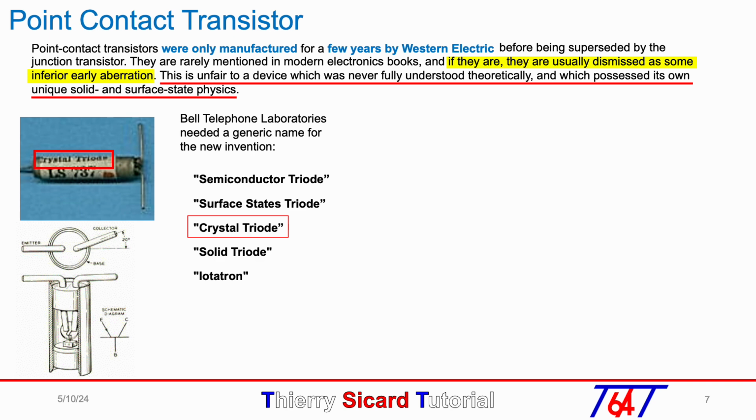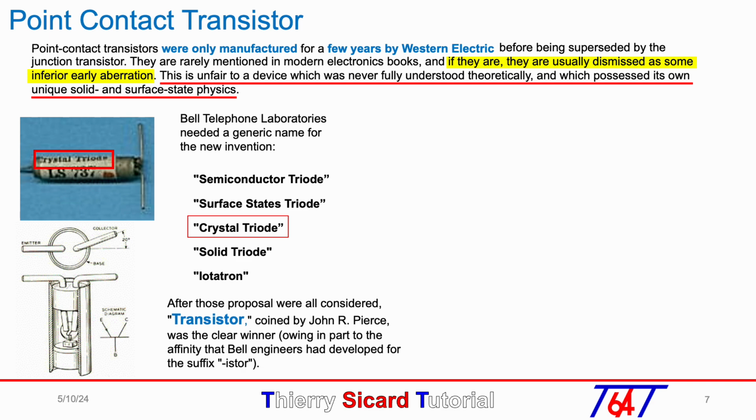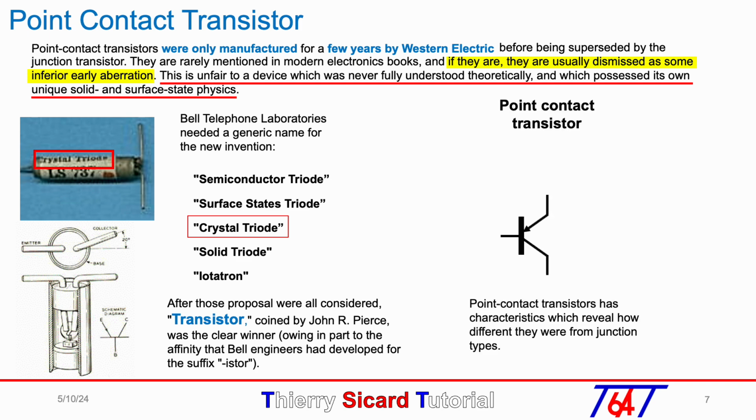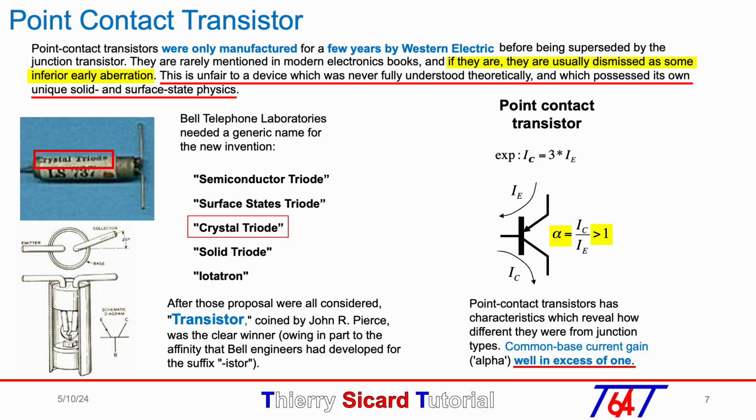After those proposals were all considered, transistor, coined by John Pierce, was a clear winner, owing in part to the affinities that Bell engineers had developed for the suffix istor. Point contact transistors have characteristics which reveal how different they were from the junction type. When an emitter current flows from the emitter to the base, a collector current 3 times bigger than the emitter current flows from base to collector. So the common base current gain, alpha, is well in excess of 1.